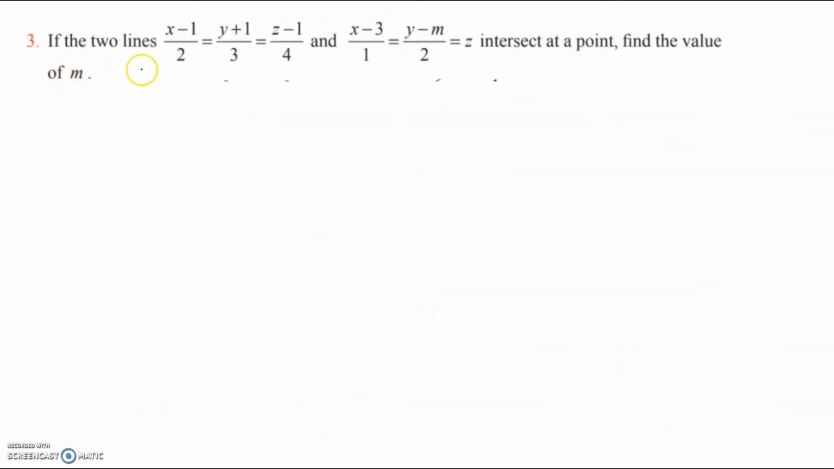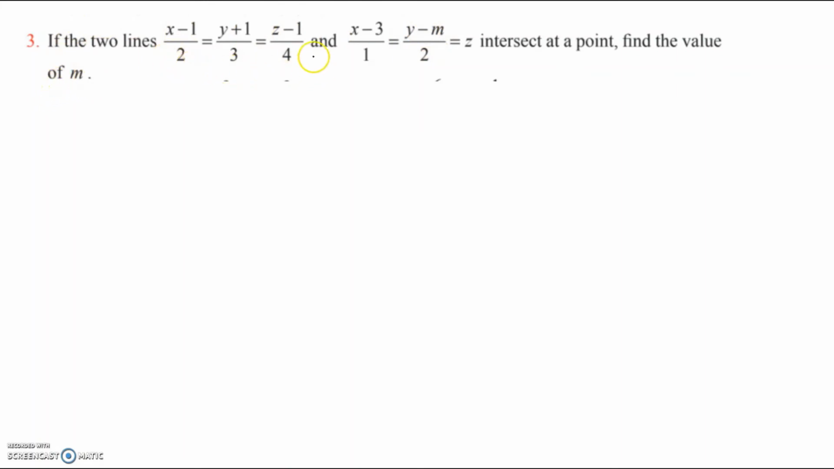Question number 3. If the two lines given by these two expressions intersect at a point, find the value of m. So here we are not given the value of m. This is a very simple problem. So let's directly go into the solving of the problem.